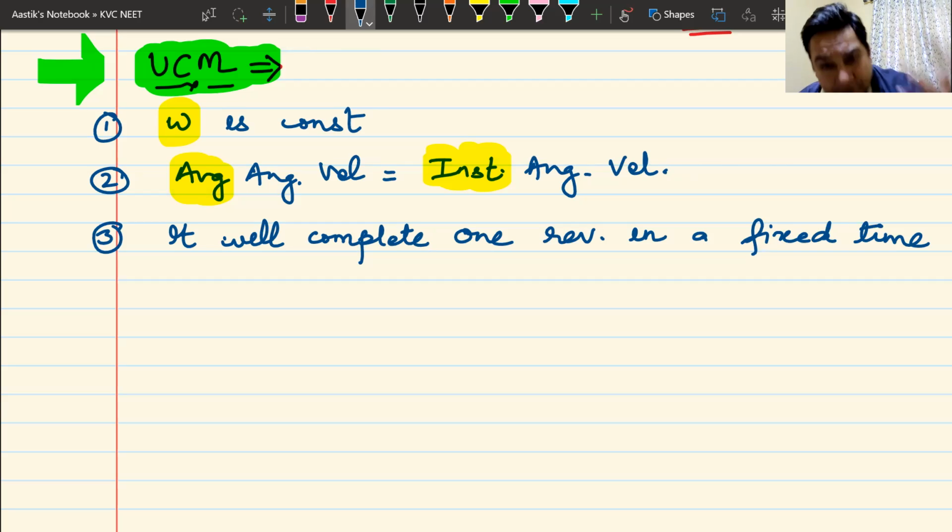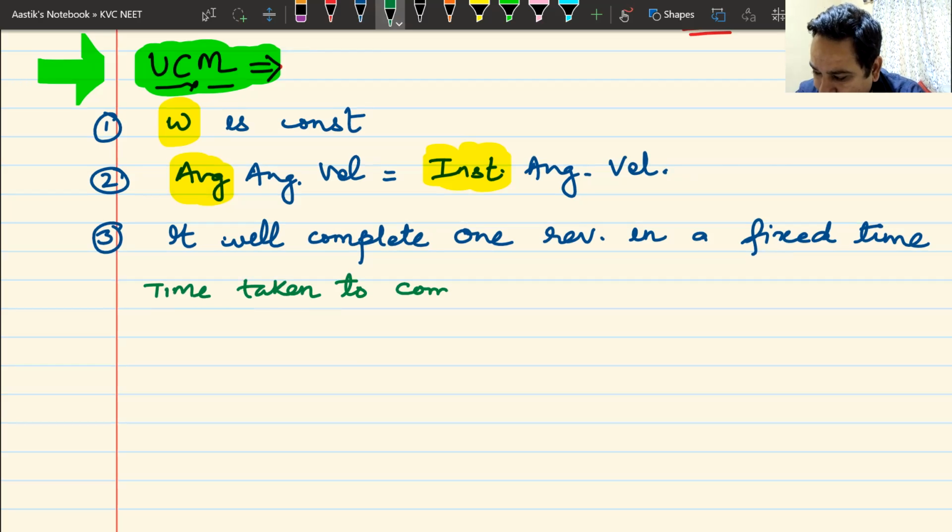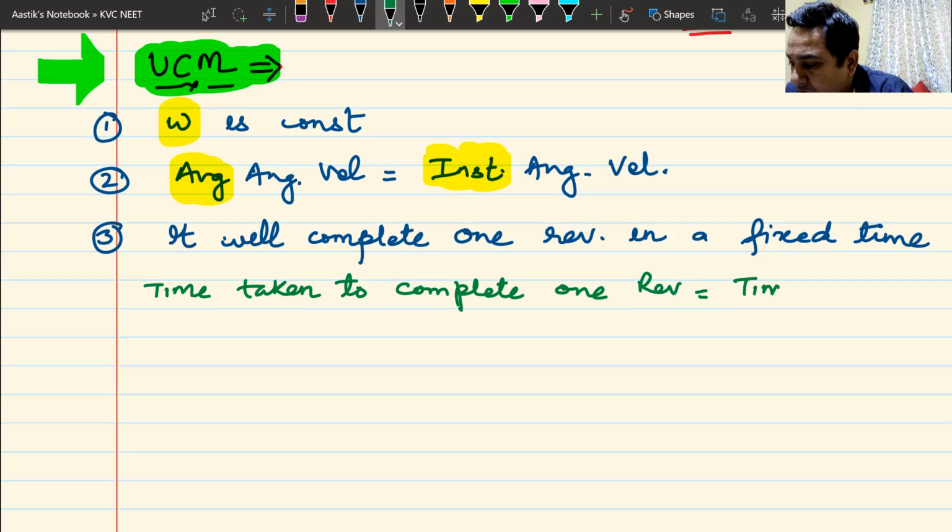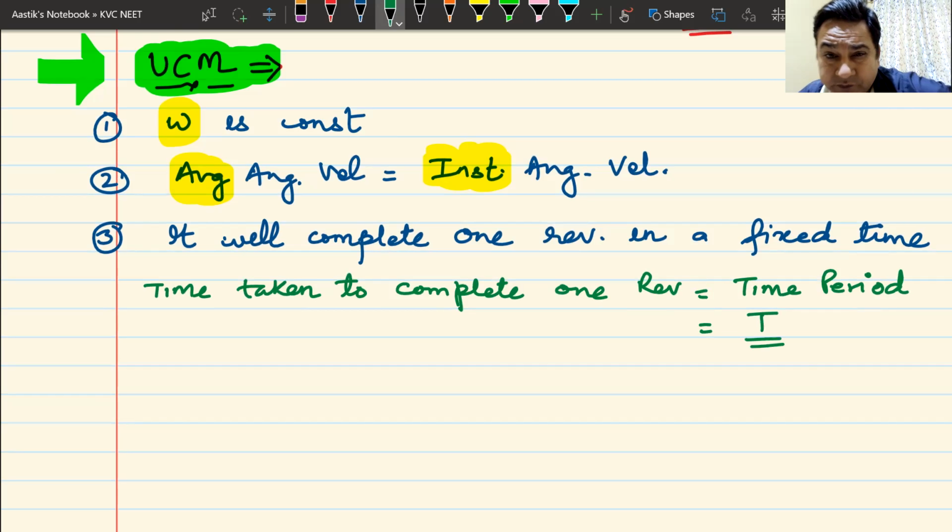That time, or for that matter, time taken to complete one revolution, is known as the time period. Time period of UCM. This term is basically used in UCM only because this time period is fixed. It is denoted by capital T. Time period of uniform circular motion is the time taken to complete one revolution.